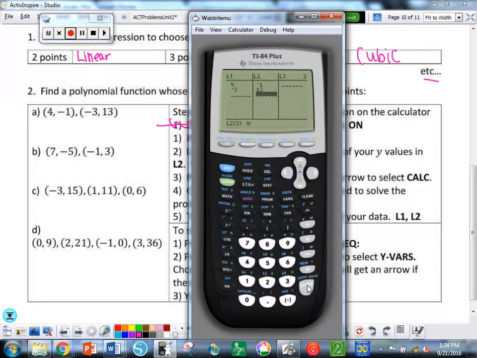Okay, so stat, edit, list 1, list 2. How do I start calculating things now? How do I get to the calculate button? Stat, calculate. Option 4, it's linear, so I only have 2 points. We ignore everything. This may not even pop up for all of you. Go to calculate. A equals -2, b equals 7. The r's we don't care about right now.